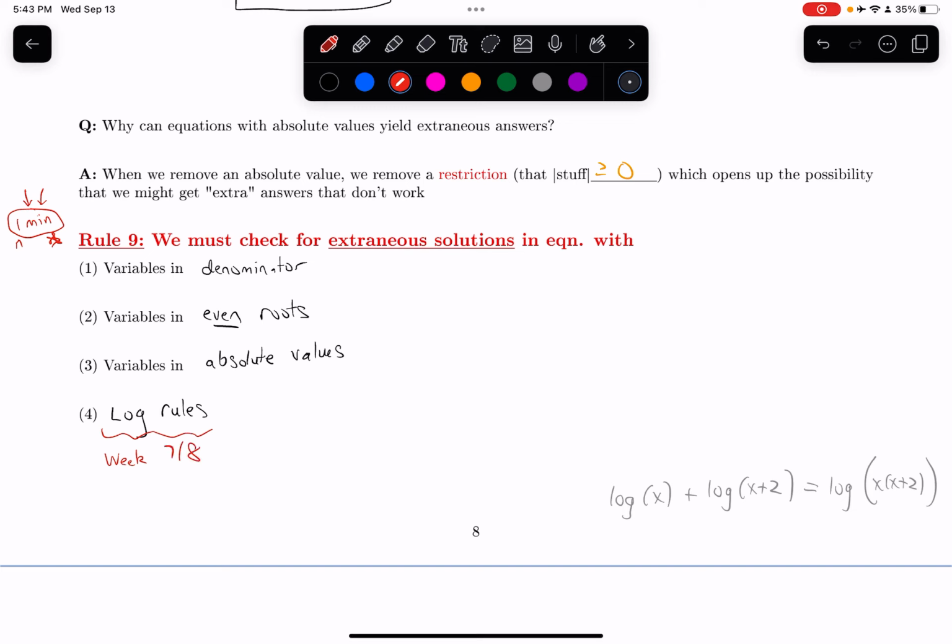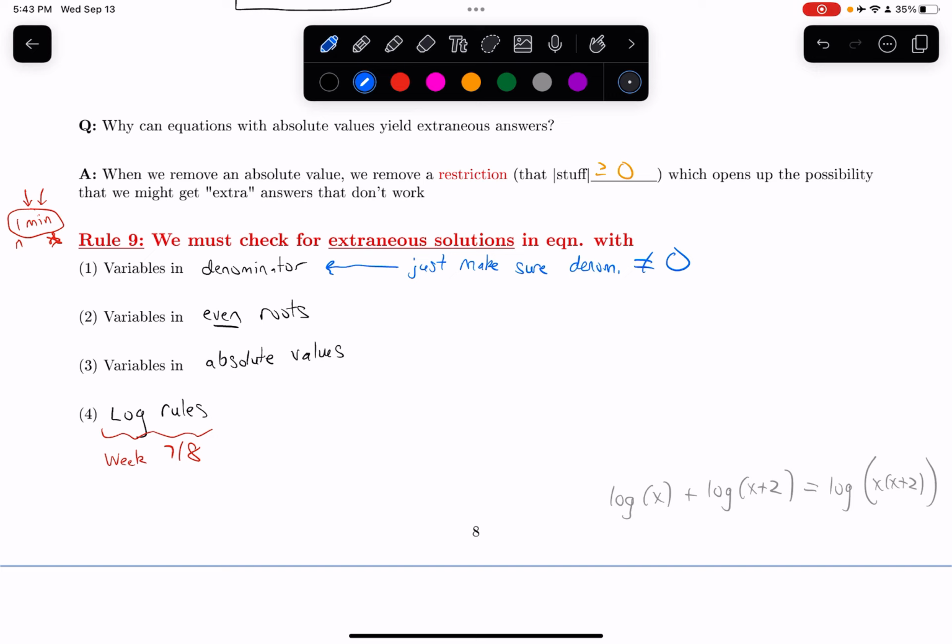Okay, so if it's situation 1, if I have variables in the denominator, that's the quickest one to check, because all we have to do is make sure that when you plug them in, the denominator is not 0. As long as the denominator is not 0, it should work, assuming you did all the algebra correctly up until that point.